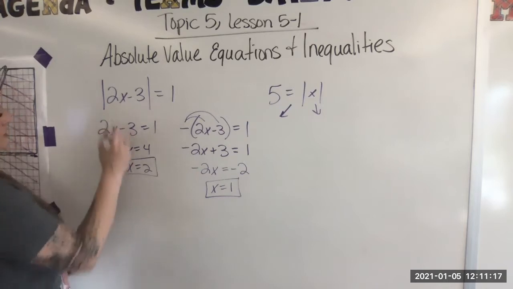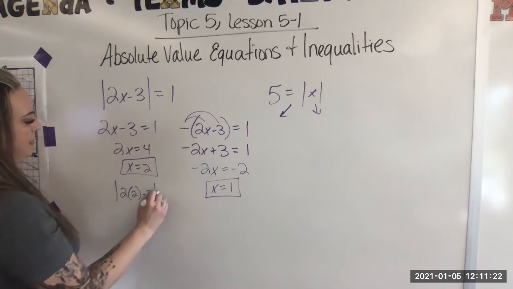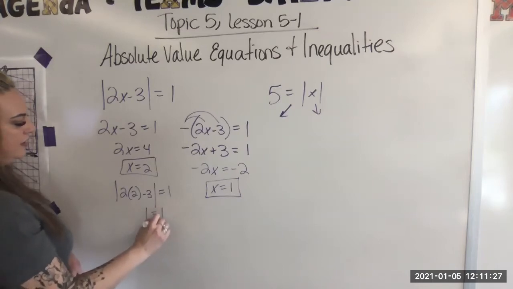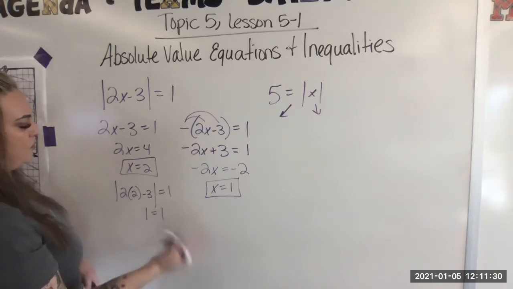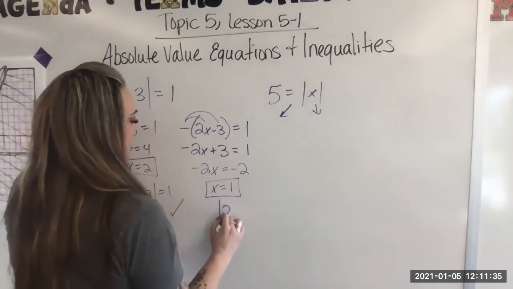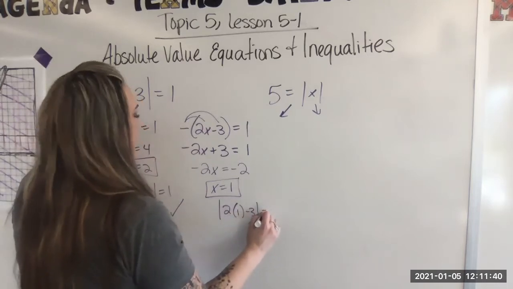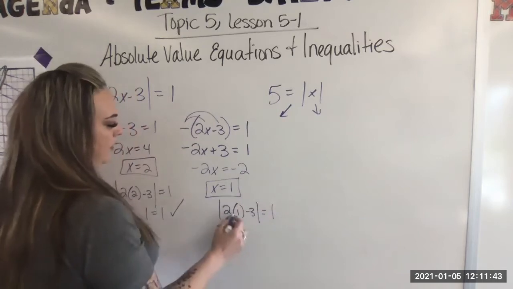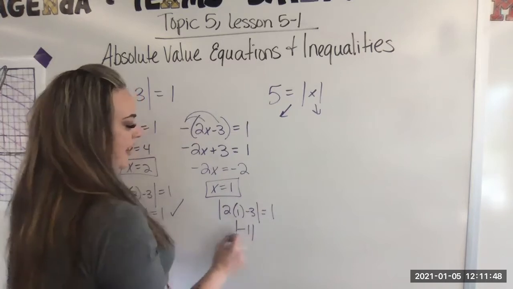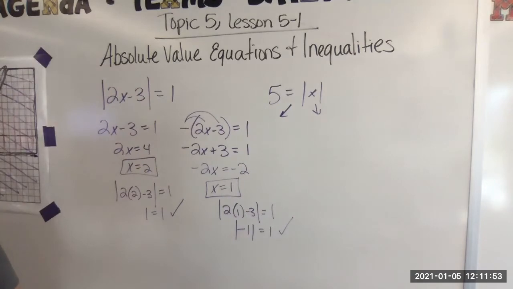So if x is 2, we have the absolute value of 2 times 2 minus 3 equals 1. Well, this is 4. 4 minus 3 is 1. And 1 equals 1. The absolute value of 1 does equal 1. That one checks out. Let's do this one. Absolute value of 2 times 1 minus 3 equals 1. Well, this is 2. 2 minus 3 is negative 1, but we want the absolute value of negative 1, which is positive 1. So that one also checks out.